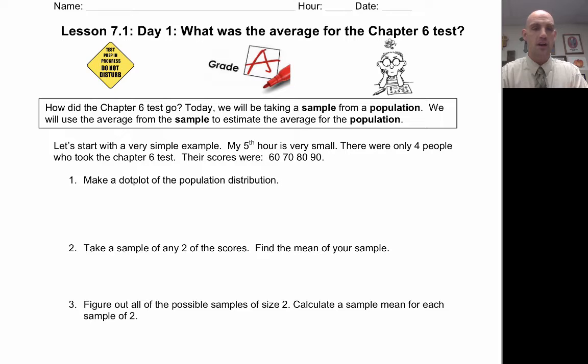So let's start with a simple example. The fifth hour was very small. There were only 4 people that took the Chapter 6 test. The scores were 60, 70, 80, and 90. Okay, so we're going to illustrate this principle in a very simple way.